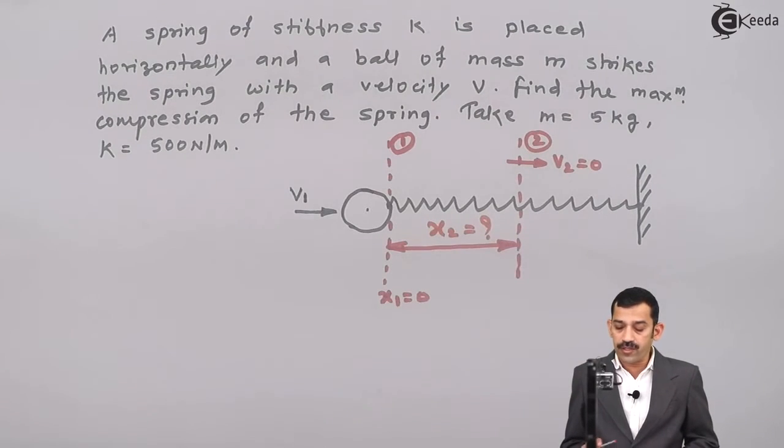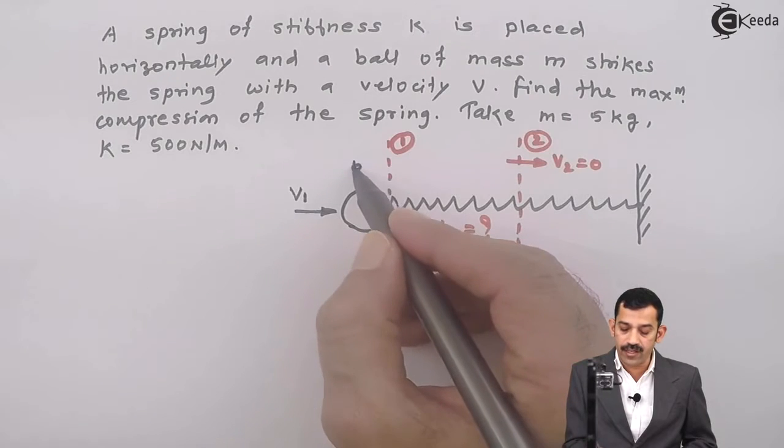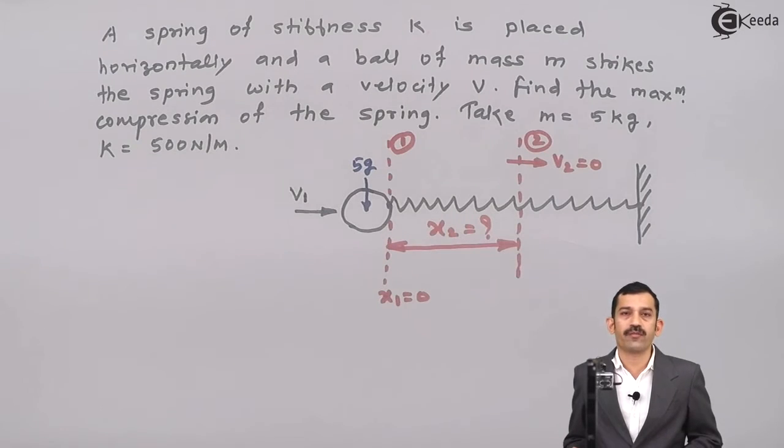Now the weight of this ball acts in downward direction. Mass is given as 5 kg, so the weight is 5 into g, acting downward. But the motion is in horizontal direction, therefore work done by weight is 0. Only if the displacement of the ball is in vertical direction will we get work done by weight. So work done by weight is 0.